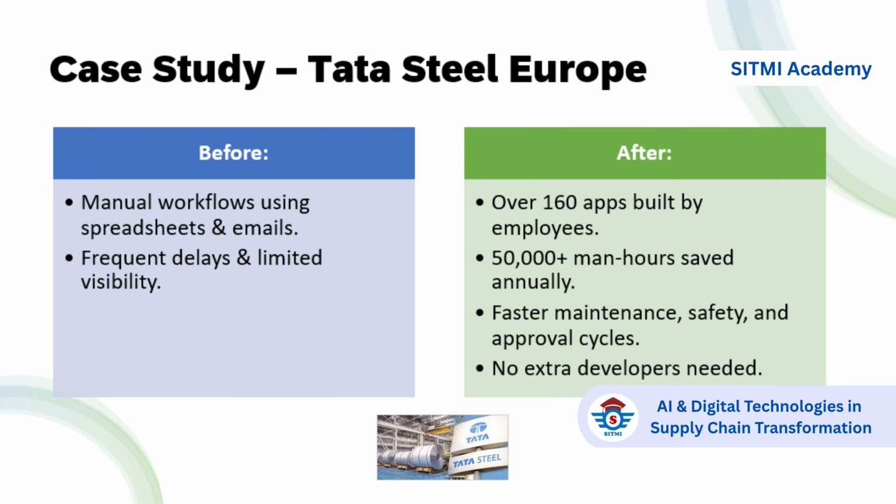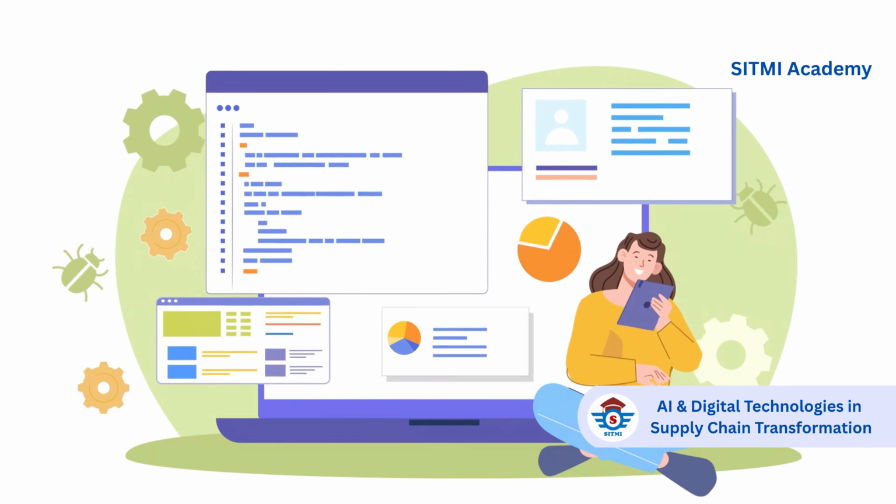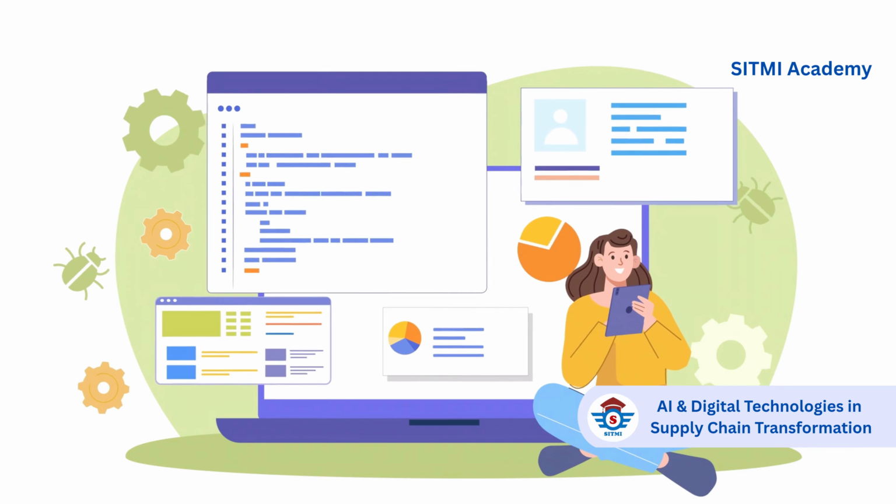They empowered their engineers and line managers to create their own apps and automation flows without writing code. Within a year, the company developed more than 160 custom applications, replacing hundreds of manual forms. According to Microsoft's case study, Tata Steel reported savings of over 50,000 man-hours annually, improved visibility in operations, and a much faster approval cycle for plant maintenance and safety activities. That's an incredible transformation, and all achieved without hiring a single new developer.